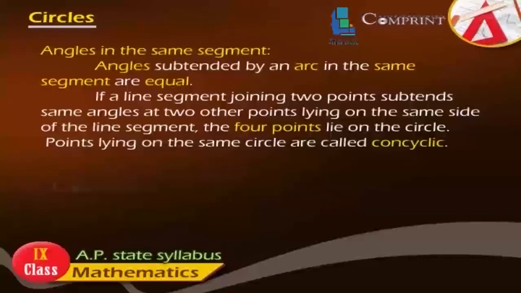Angles in the same segment. Angles subtended by an arc in the same segment are equal. If a line segment joining 2 points subtends the same angles at 2 other points lying on the same side of the line segment, the 4 points lie on the circle. Points lying on the same circle are called concyclic.